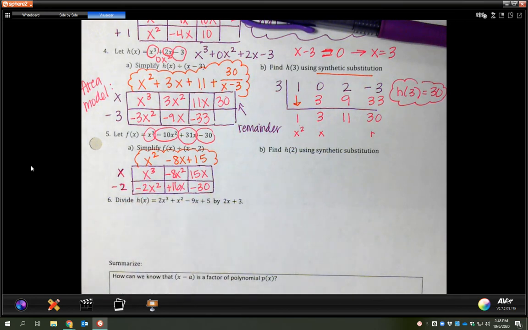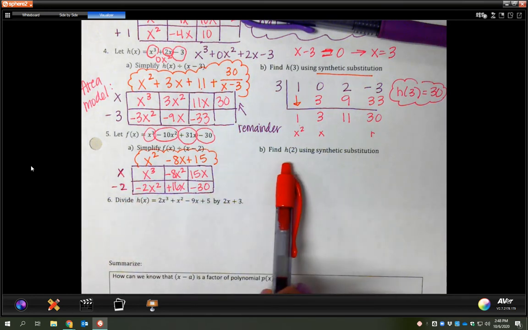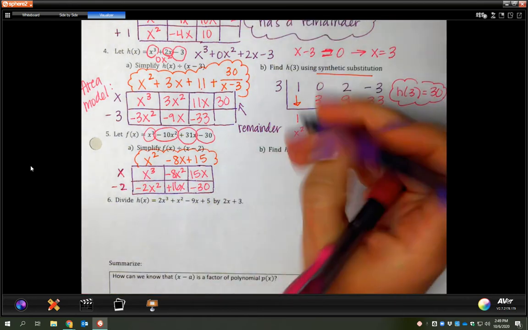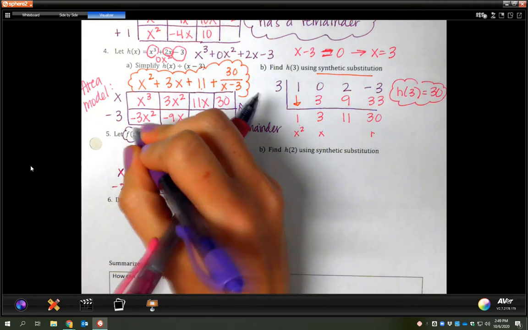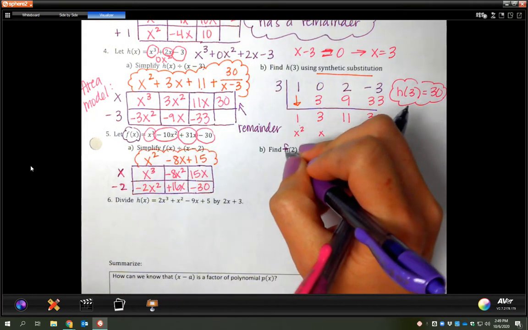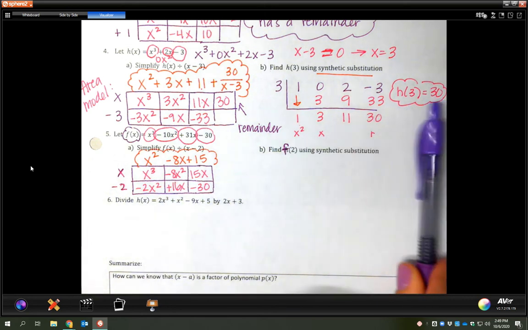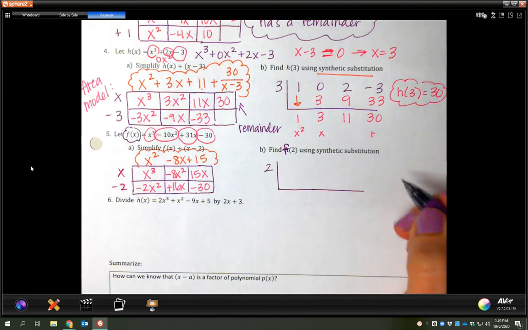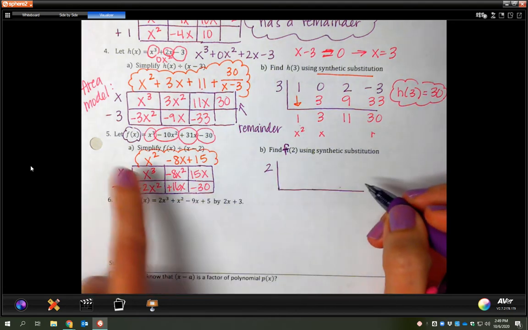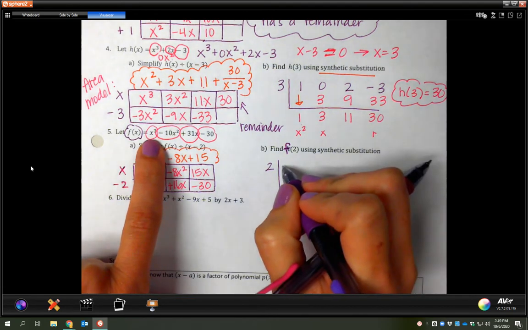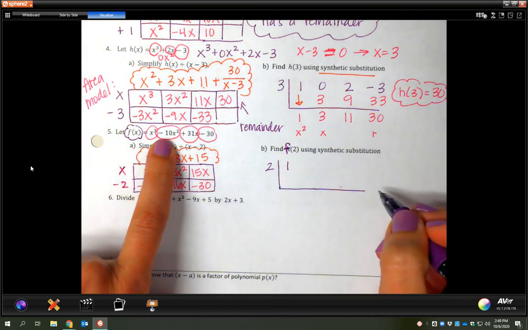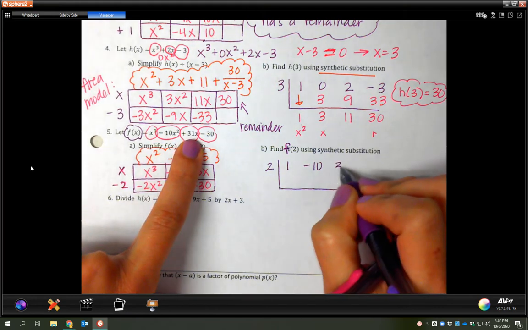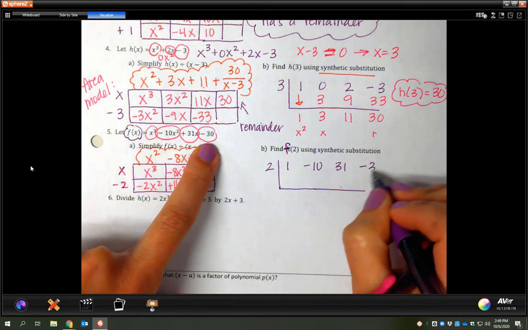There was no remainder. Now we're going to find h of 2 using synthetic substitution. Actually, it should say f because it's still talking about this, f of x, not h of x. So I'm going to change that to an f. Okay, so find f of 2. So we put 2 on the outside. And then we put the coefficients of f of x along the top. So there's a 1x cubed, negative 10x squared, 31x, negative 30.